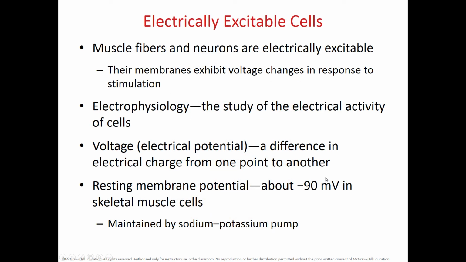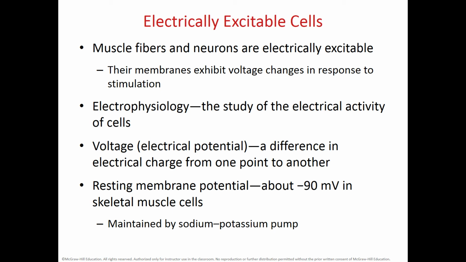So both muscle fibers and neurons are electrically excitable. That means that they work with changes in voltage. Electrophysiology is the branch of medicine that helps to understand the electrical activity of cells. A voltage is what we call an electrical potential, or difference of electrical charge from one point to another. The actual resting membrane potential, or voltage, inside the muscle cells when they are relaxed, when they are resting, is minus 90 millivolts.